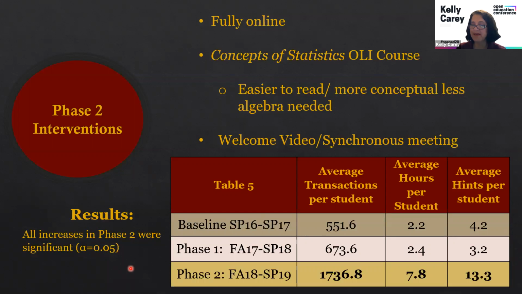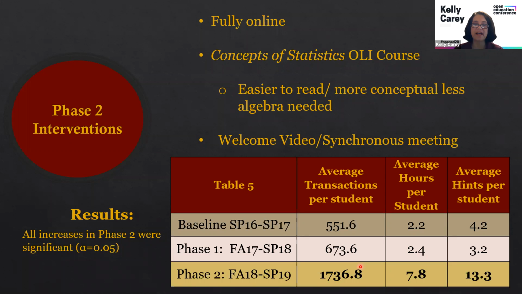Now, keep in mind, that does not count the hours they might be reading, but this is the hours interacting, clicking on things, trying questions, watching videos, things like that. And then average hints per student went up. Still, I don't think 13.3 for a whole semester is enough, but it's better. But I was very happy with the interactions per student. Okay.